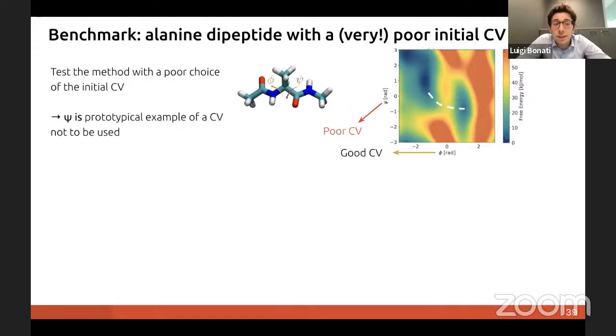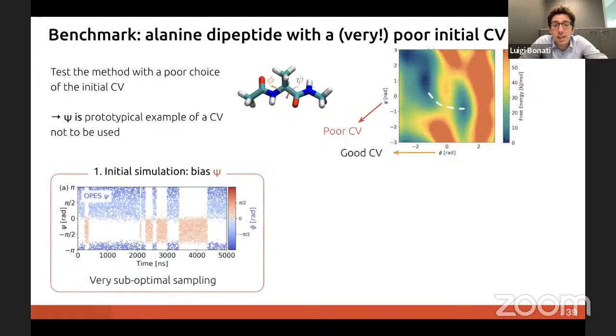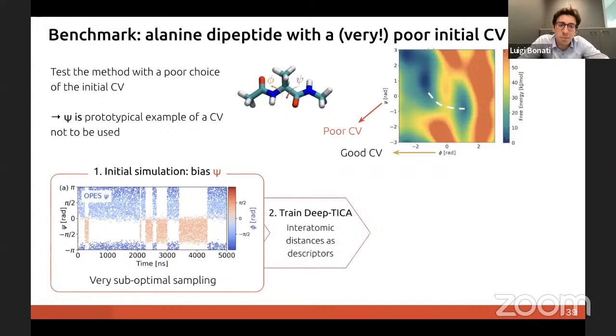And for this reason, to stress test this method, we started from a simulation of the RNA peptide biasing exactly the psi angle. And as you can see, the sampling is really poor. We need to wait 5 microseconds before obtaining just a handful of transitions. Nevertheless, when we take this data, we analyze it and we extract the Diptyka variables. Also here, since we want to stress test the method, we do not use angles or dihedrals, which would be the best way of describing the system. Rather, we just use the interatomic distances as inputs.